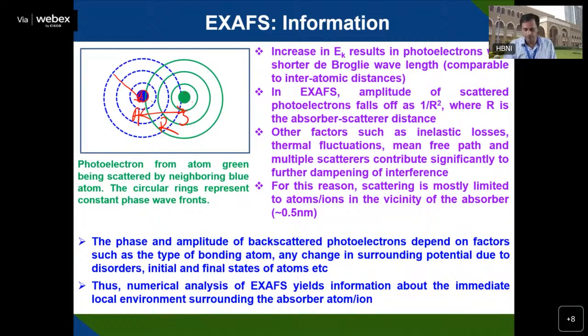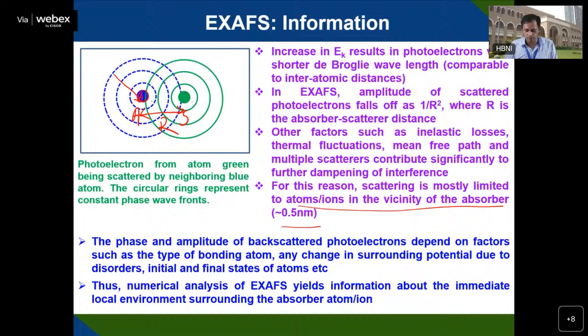You will get exact information when accounting for inelastic loss, thermal fluctuation, and mean free path; then multiple scattering contributes significantly. Like here, in XAFS analysis, the multiple scattering sometimes interferes. So for this reason, scattering is mostly limited to atoms or ions in the vicinity of 0.5 nanometer. Those atoms are quite close, the nearest neighbors. So that information you'll be able to get.